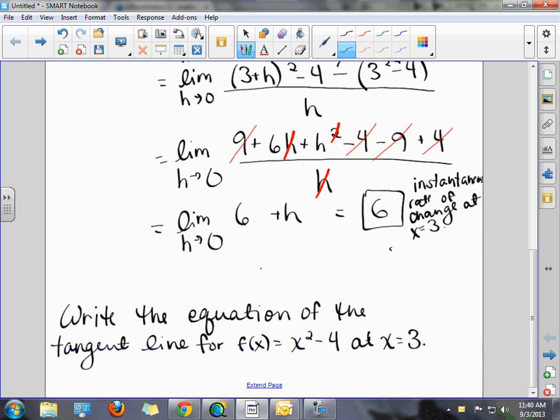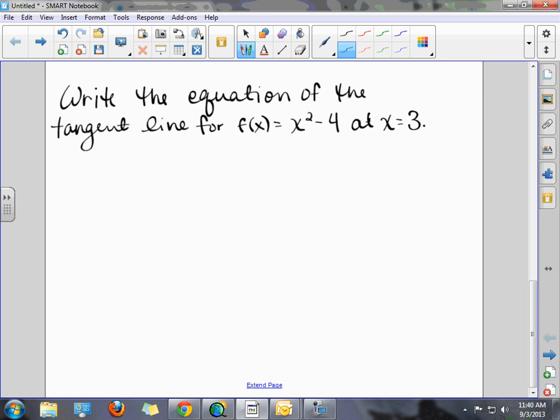Or we could say it's going to be the slope of the tangent line at x equals 3. So now we can take the slope of the tangent line that we've calculated, which is 6, and we can actually write an equation of the tangent line for the same function, x squared minus 4, at the same point, x equals 3.